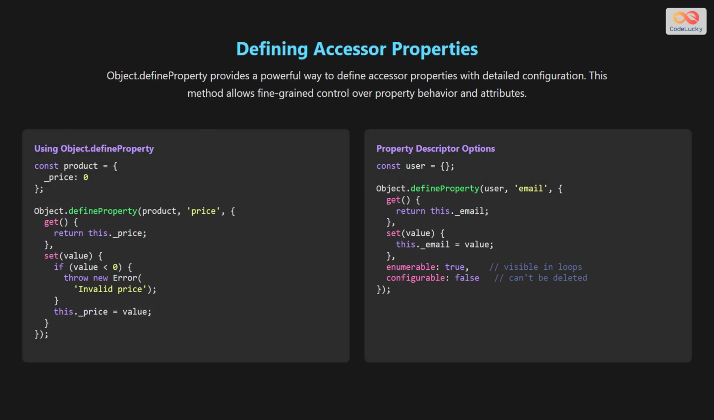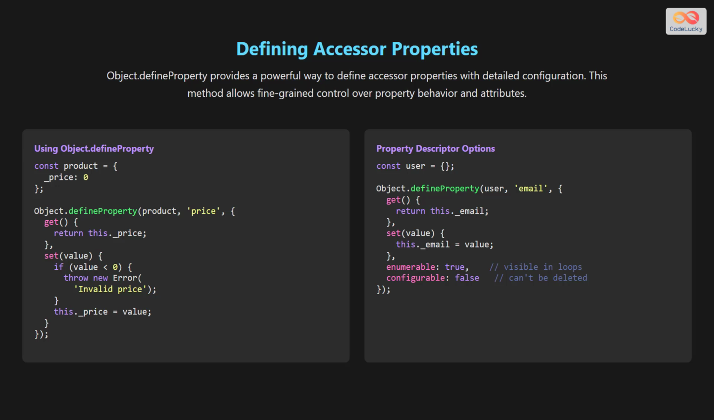The Object.defineProperty method is a powerful way to define accessor properties with detailed configuration. This method allows fine-grained control over property behavior and attributes. Here is an example of using Object.defineProperty. In this example, a getter and setter are defined for the price property using the Object.defineProperty method.